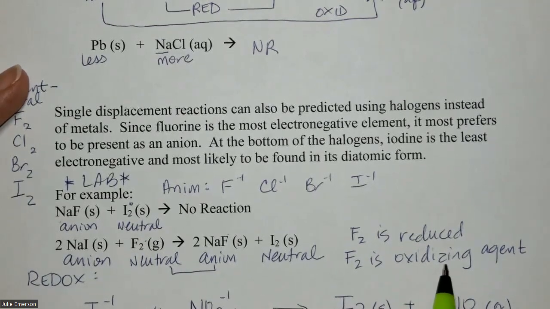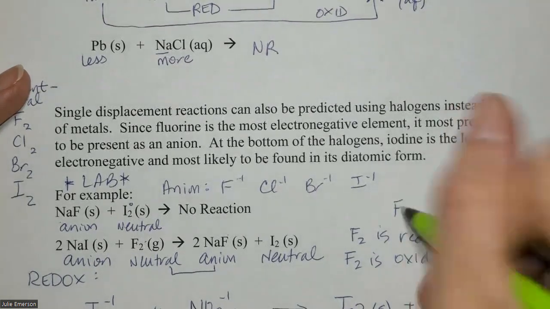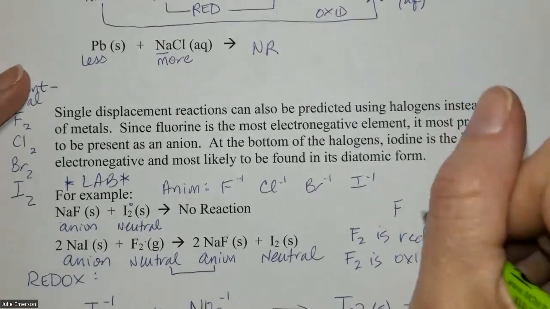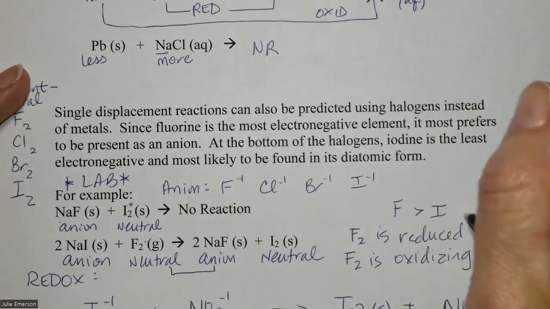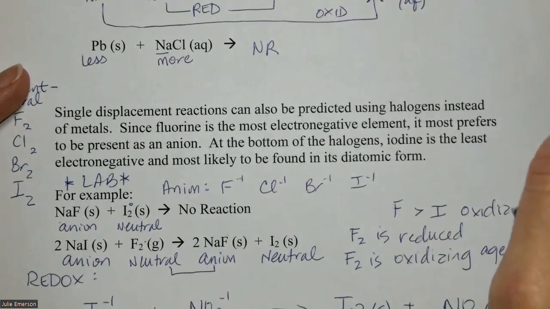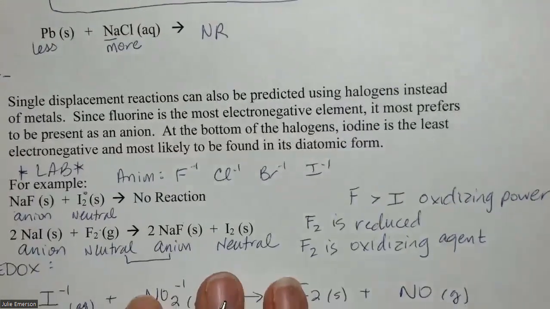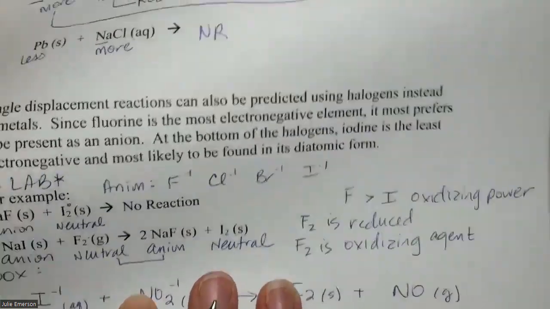So if we're trying to figure out activity, it's a little bit different. In this case, the fluorine has much greater oxidizing power than the iodine. All right, so fluorine, oxidizing power, fluorine is much stronger than the iodine. All right, so F is stronger than I.